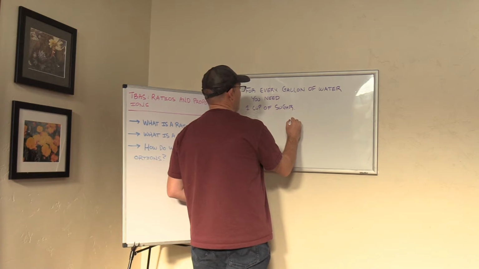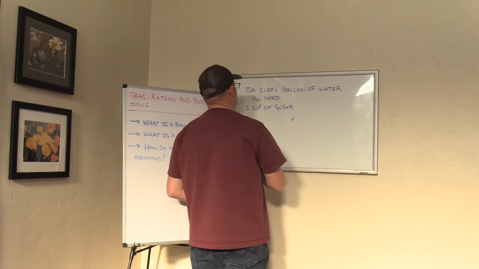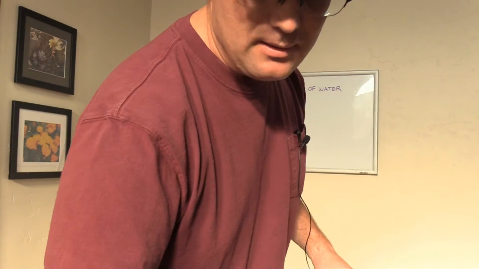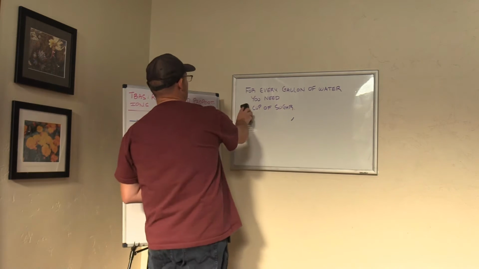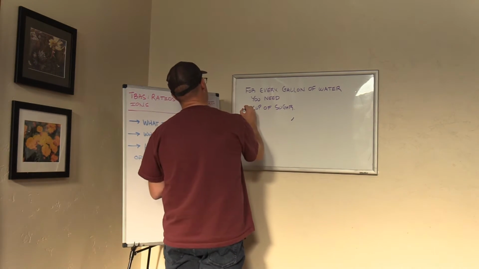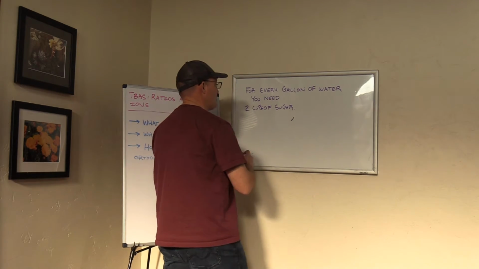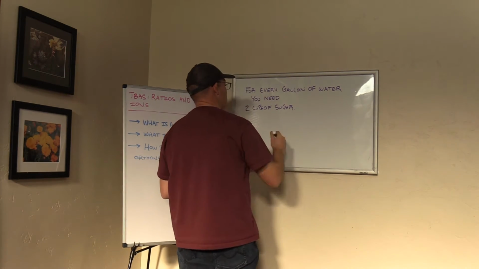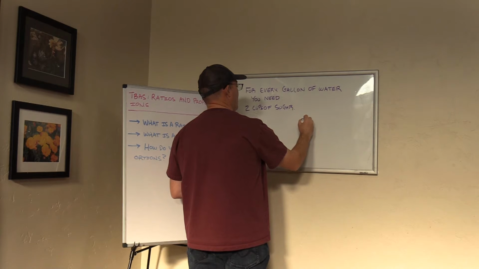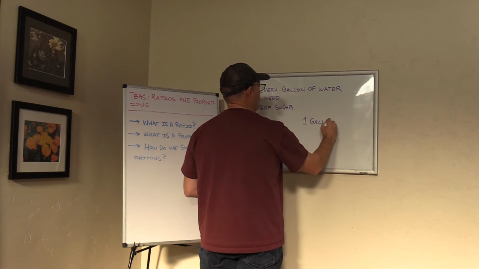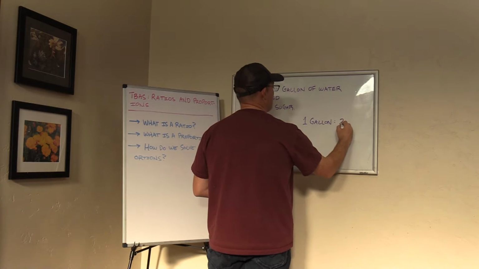We could say, you know what? I'm going to change this a little bit. I'm going to say for every gallon of water, we need 2 cups of sugar, just to make the math work a little better. Okay, 2 cups. Okay, so the way we would write that as a ratio, there's 2 ways we could do it. So we could say 1 gallon of water to 2 cups.